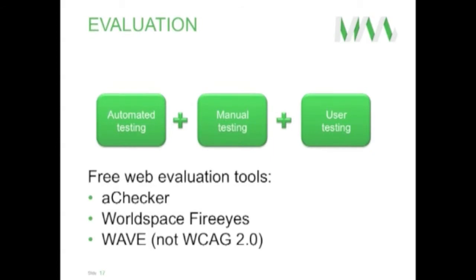I've listed a few free web evaluation tools. A-Checker, they're all online tools. Unfortunately, with most online tools, they only check a single page at a time, which is a bit of a pain, but A-Checker is a very good one, and it does check WCAG 2. WorldSpace FireEyes is a Mozilla Firefox plugin. It works with Firebug. It is in beta, although it's pretty good from what I've used.